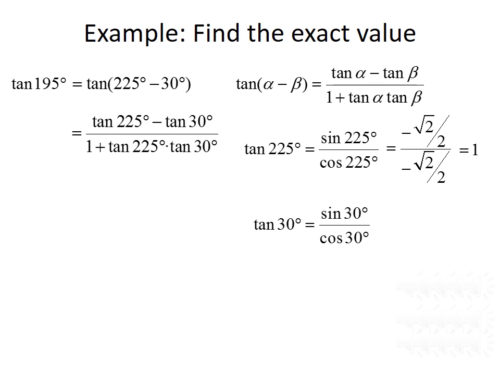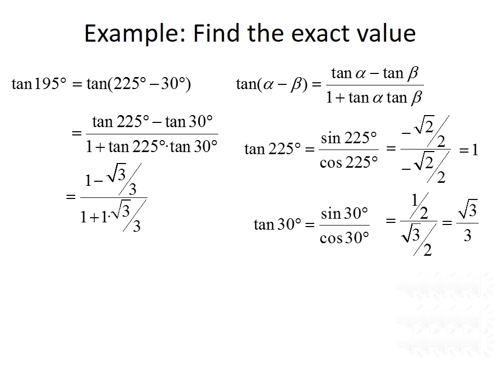Now we're going to go through the same process to find the tangent of 30. The tangent of 30 will be sine of 30 divided by cosine of 30. The sine of 30 is 1/2, and the cosine of 30 is root 3 over 2. If we divide that out, the 2's will cancel out. We'll be left with 1 divided by the square root of 3, which we can rationalize by multiplying both numerator and denominator by root 3, and that's going to give us that the tangent of 30 is root 3 over 3.